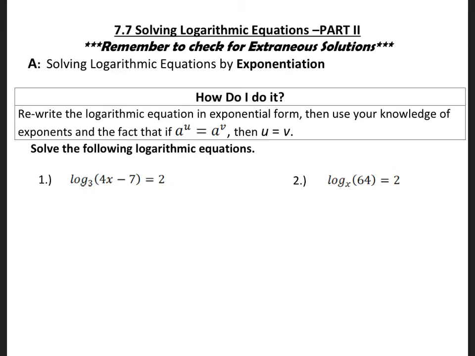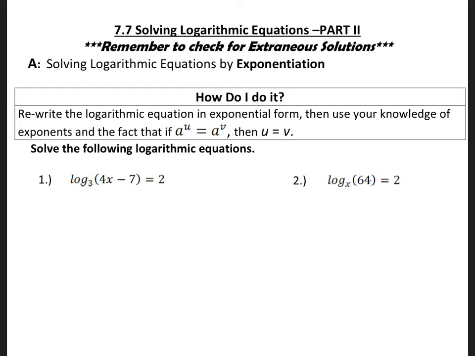In this video, we are going to look at how to solve logarithmic equations. As you do this, always remember to check for extraneous solutions. We have several methods we are going to use.